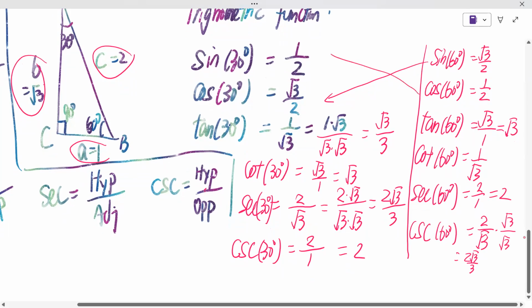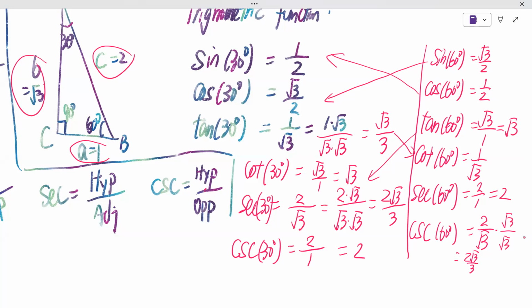And as you can see, there are a lot of interesting things. Tangent 60 equals cotangent 30, and tangent 30 equals cotangent 60, right? I see a lot of different interesting things. And secant 30 equals cosecant 60, and secant 60 equals cosecant 30. So based on the complementary angles, we have a lot of equal values here. Okay, any questions so far about this 30, 60, and 90 degree special triangle?